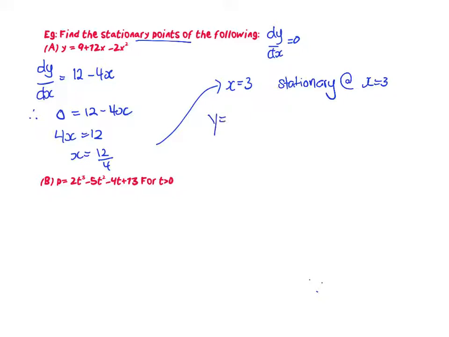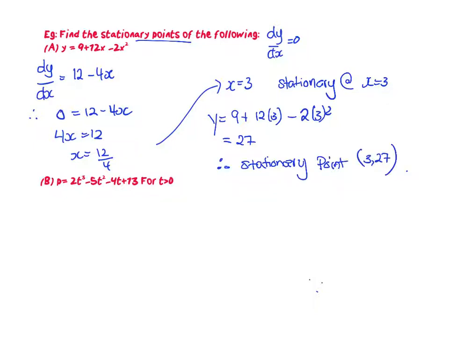So y will equal 9 plus 12 times 3 minus 2 times 3 squared, and we end up with that being 27. So therefore the stationary point is (3, 27).